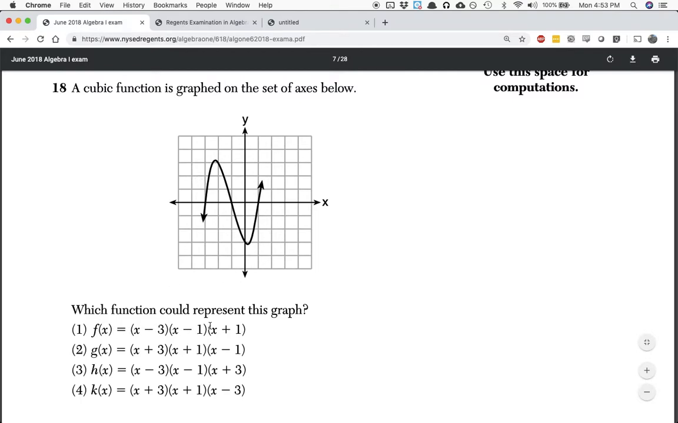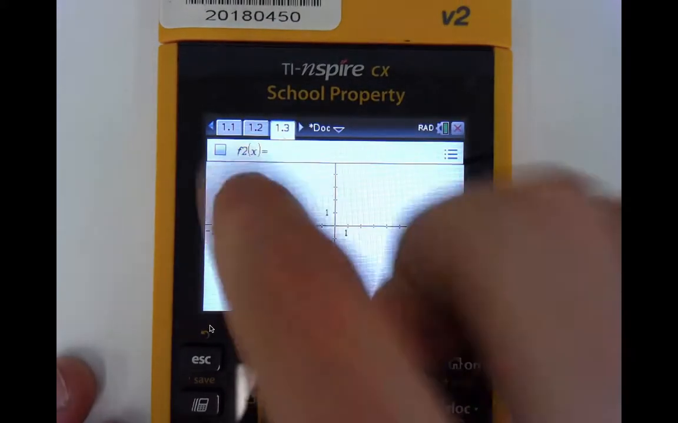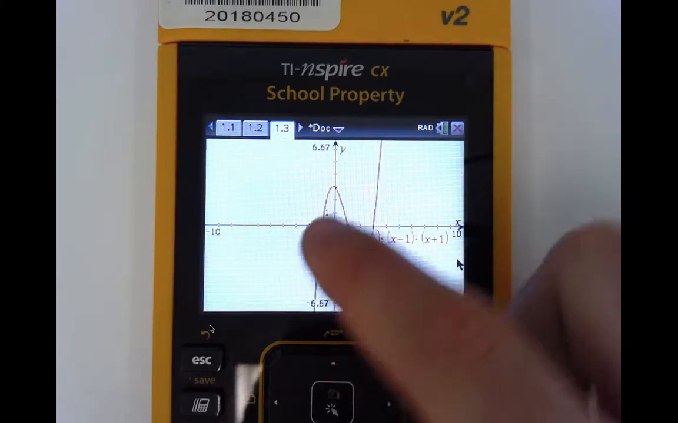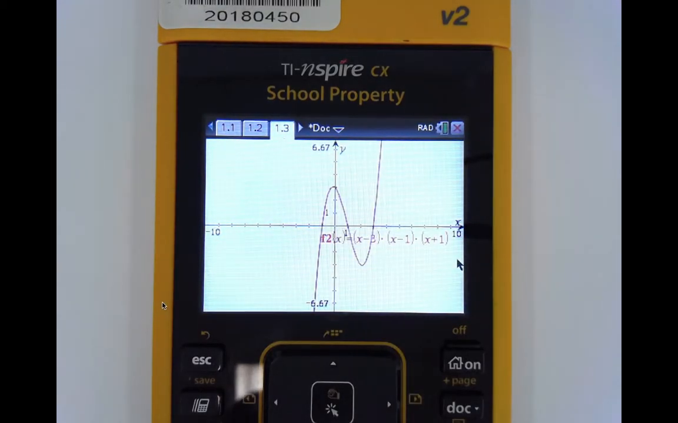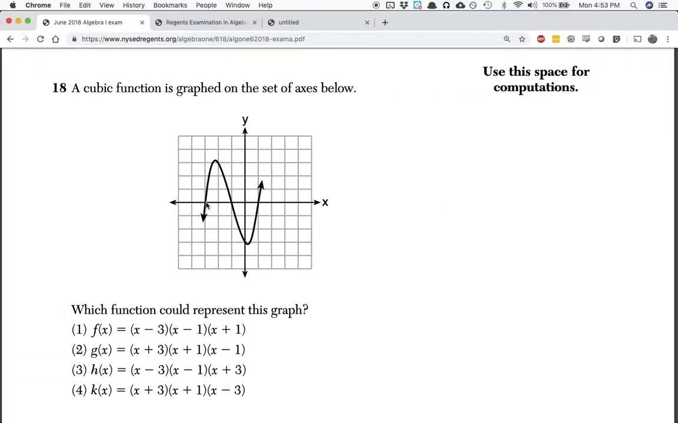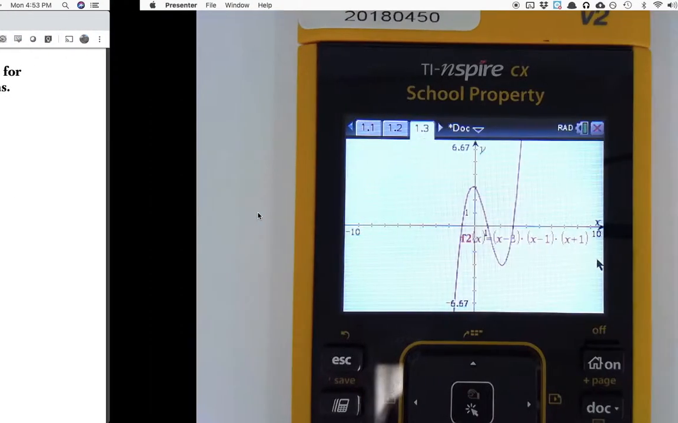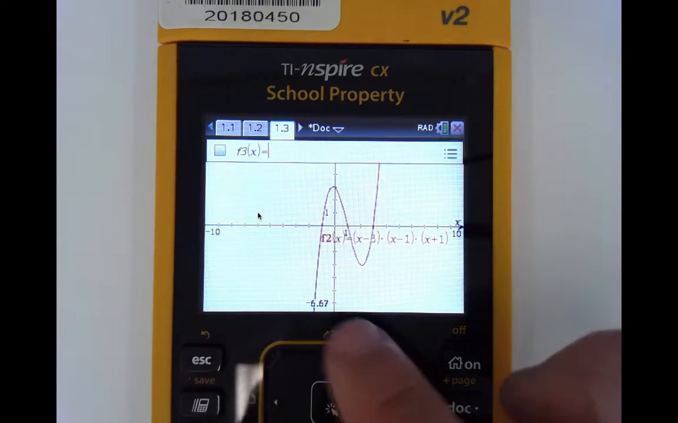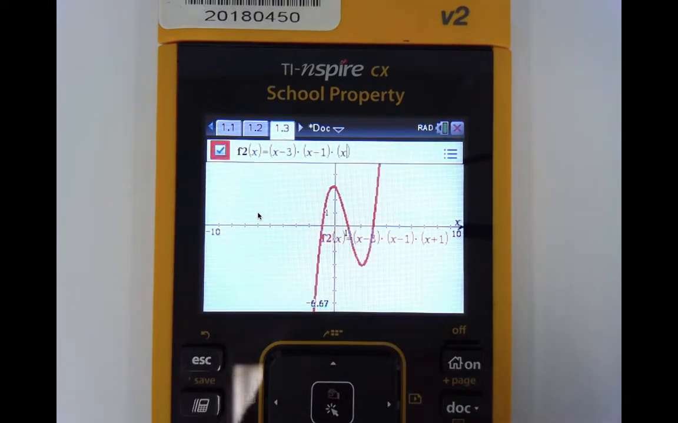x minus 3, x minus 1, x plus 1. So f of x equals, parentheses, x minus 3, x minus 1, x plus 1. I graph it. It's squiggly like it, but I'm hitting at -1, 1, and 3. This is hitting at -3, -1, and 1. It's not this one. It's not answer choice 1. Let's just hit tab, come back here, delete this, and try the next one.